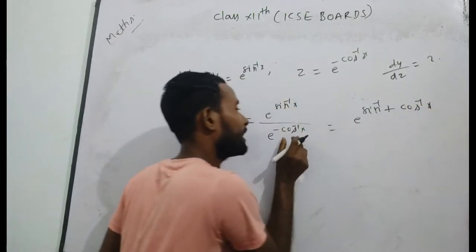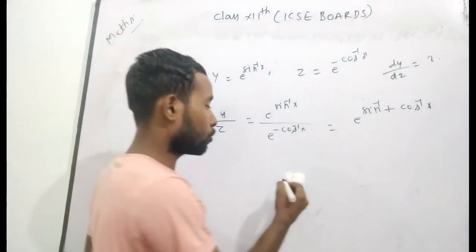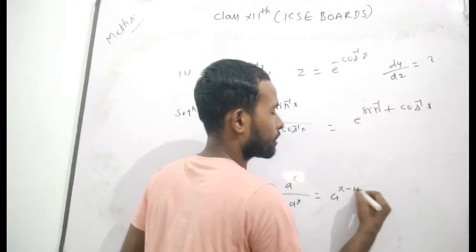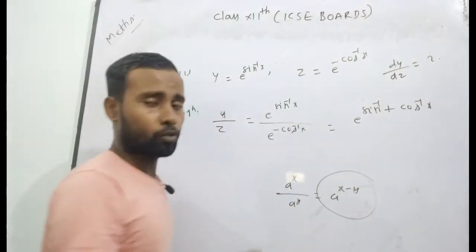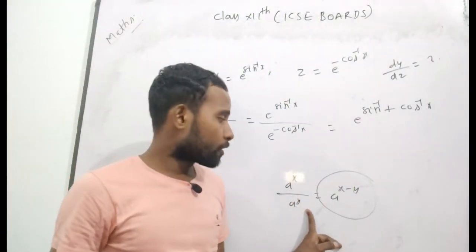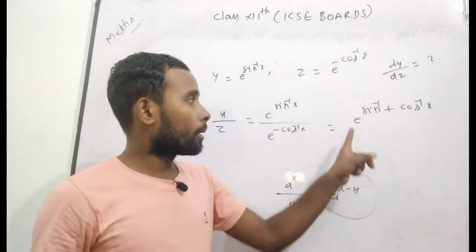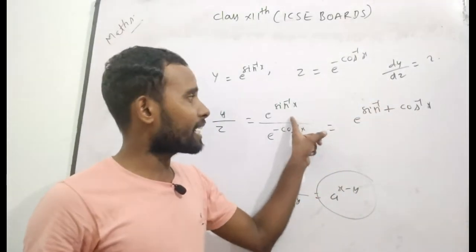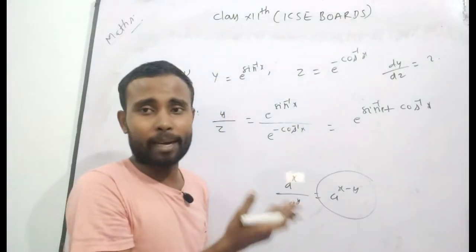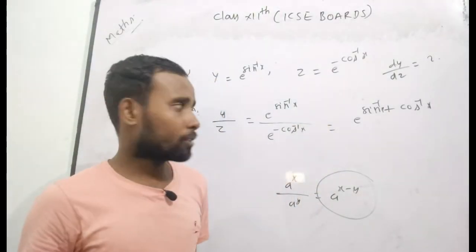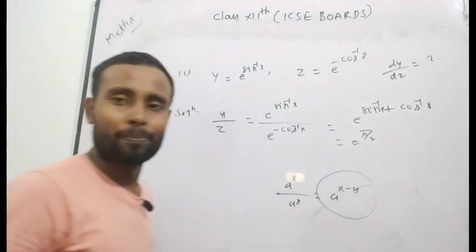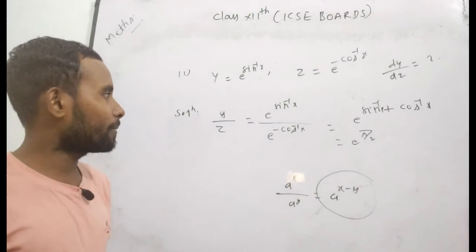Why? Because e to the power x by e to the power y will be what? a to the power x minus y. If the base is constant, that means the same, the power will be subtracted, numerator minus denominator. So here the power is sin inverse x, and in the denominator it is minus cos inverse x. So minus minus plus, so it will be plus cos inverse x. As you know, that will be e to the power pi by 2. I think you understand very well.